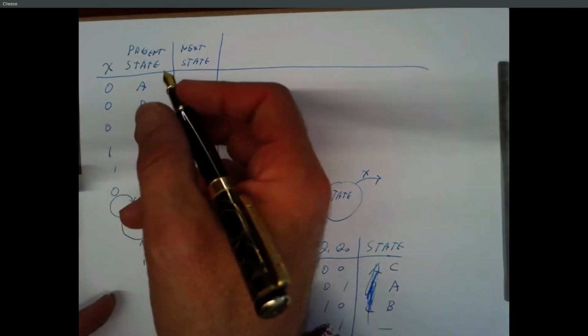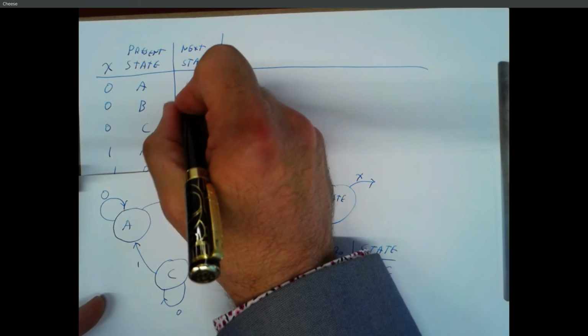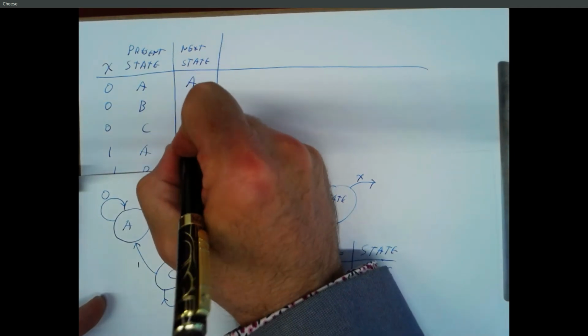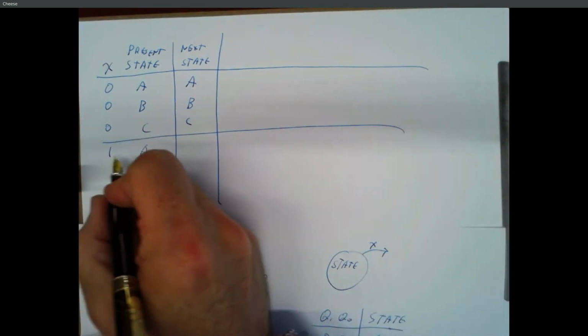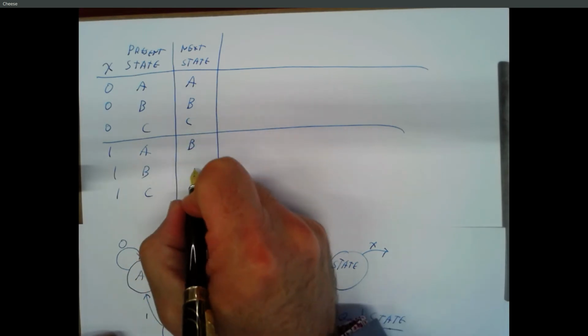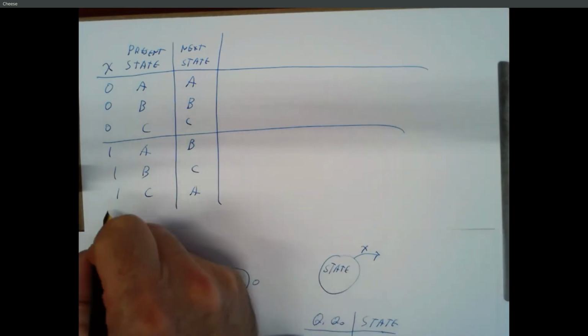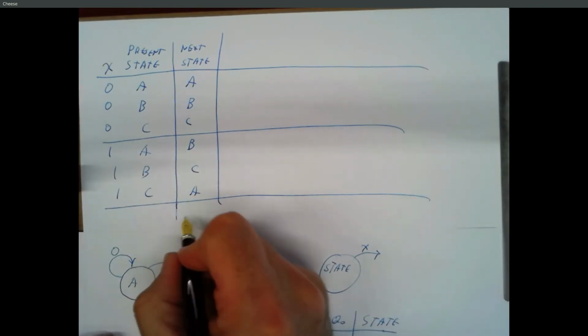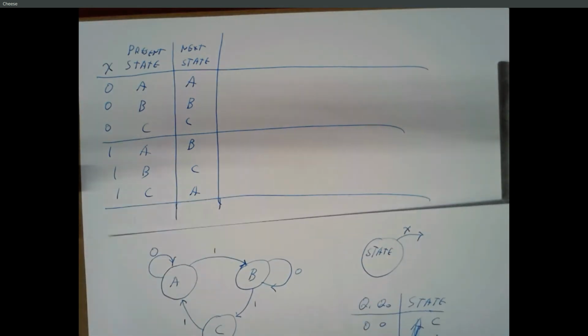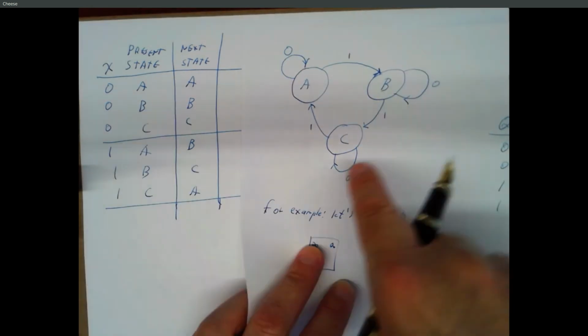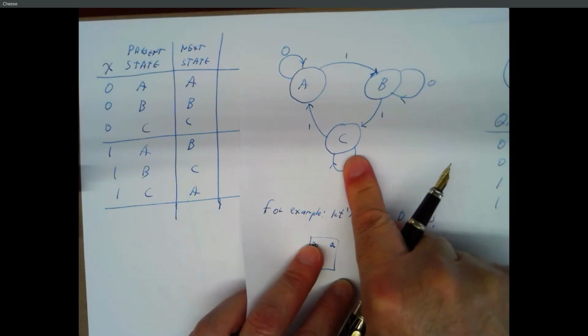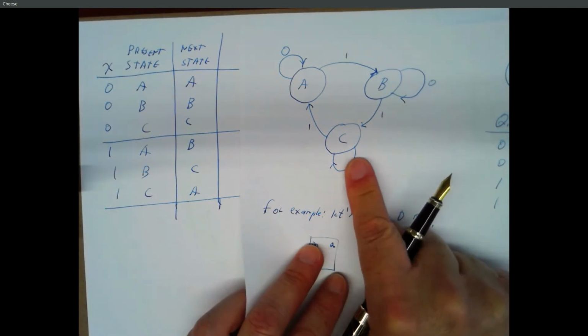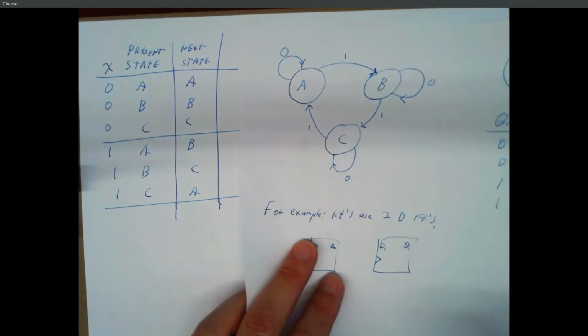So if I'm in state A and my x is a 0, I'm going to stay in A; B and C will stay where they are. If I have a 1, A will go to B, B will go to C, C will go to A. Alright, so you agree this captures what's in my diagram? Right, so I can rip this up and burn it.